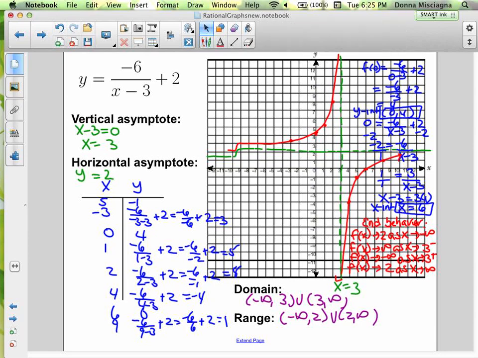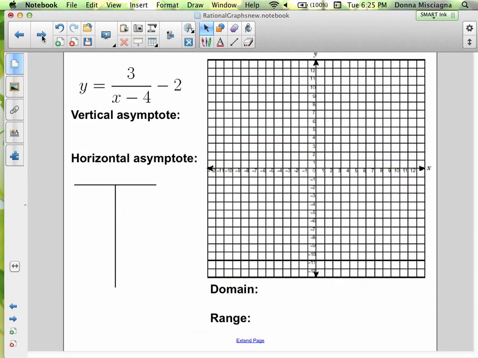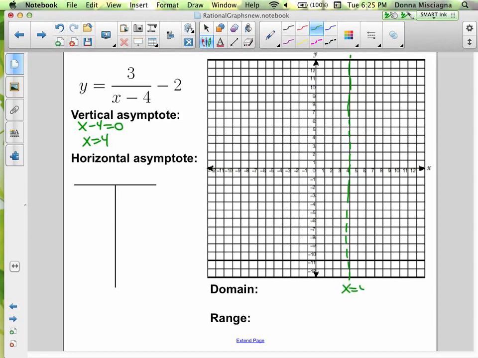Let's graph one more. Right, so we'll graph this one. We have y equals 3 divided by x minus 4, minus 2. Vertical asymptote, just set the denominator equal to 0, so x minus 4 equals 0, x equals 4 is the vertical asymptote. Horizontal asymptote is what's added to the whole function, so y equals negative 2.